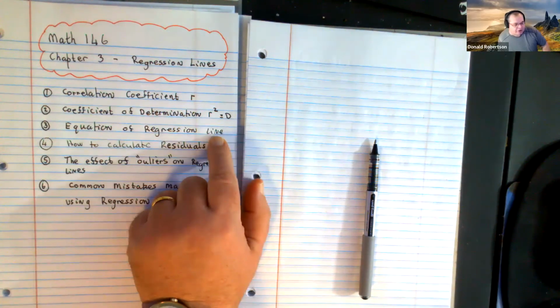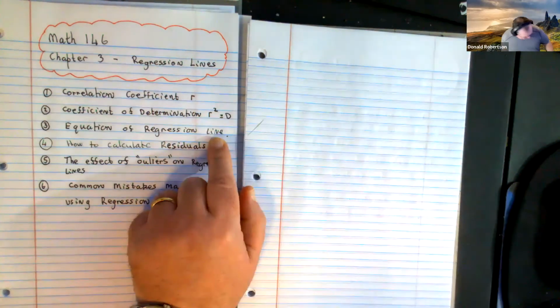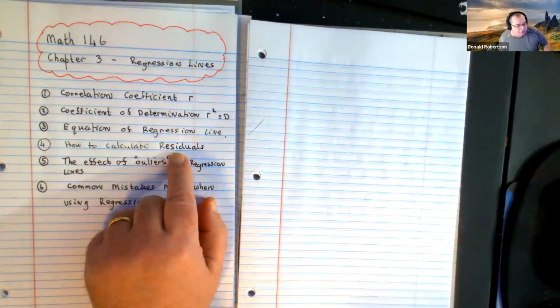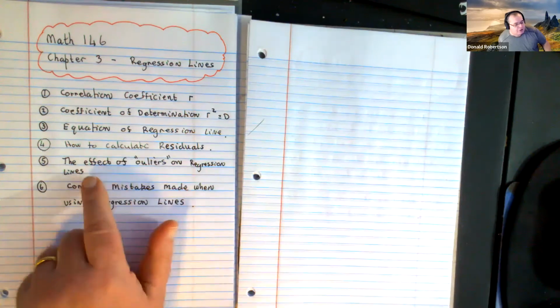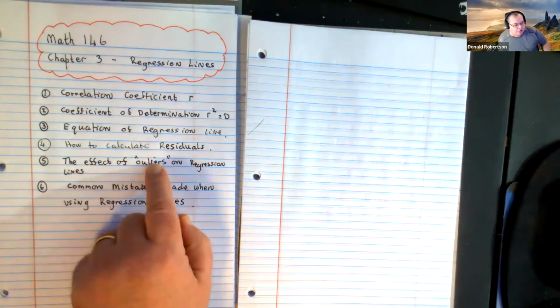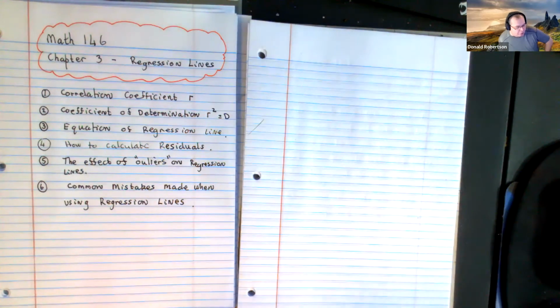We've seen regression lines. We're just going to talk a little bit more about them and using them. We're going to look at, and we've done this, how to calculate residuals. This is new. We're going to look at the effect of outliers on regression lines. And then we're going to finish with some common mistakes.